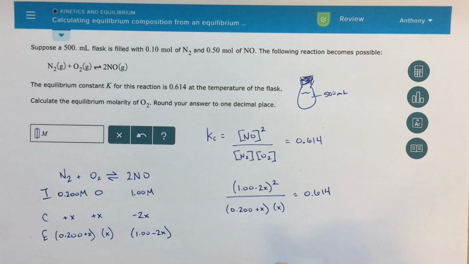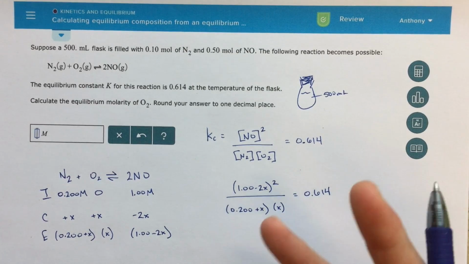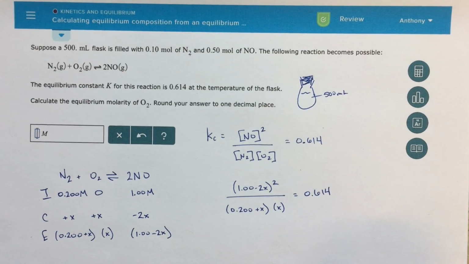So what we have here is one equation with one unknown that we need to solve for. Now, sometimes in these equilibrium constant expressions, we're able to treat this plus x or minus 2x as negligible, and it makes it a lot easier to solve the problem. Now, in this case, that is not one of those cases where we can do that. So we have no shortcuts. We need to solve this problem as is.